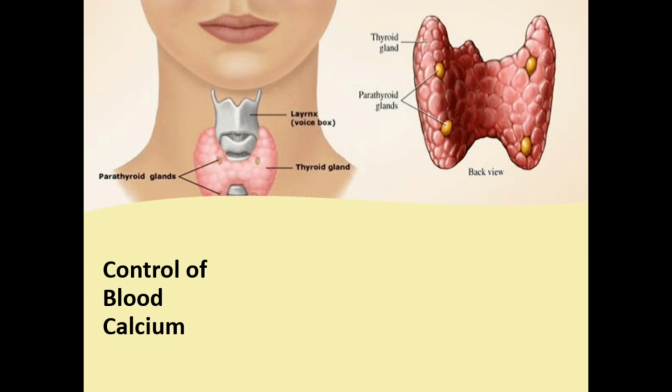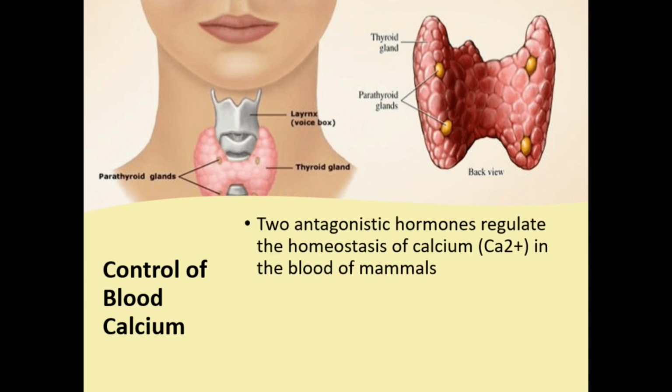In another session, we looked at muscle contractions, and we saw that calcium is really important in the sliding filament model, bonding to the troponin complex to open up access to the myosin binding sites on the actin. Calcium is really important within the body, so it's essential that we have the right amount within our blood at all times. And just like with blood glucose, we have two antagonistic hormones that are responsible for regulating the homeostasis of calcium within our blood.